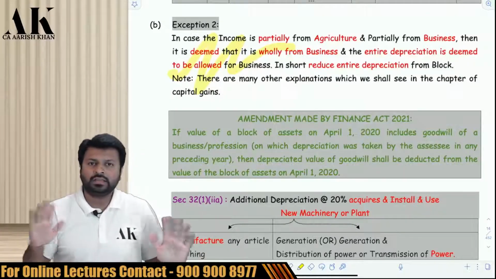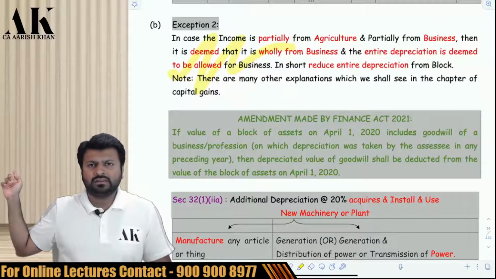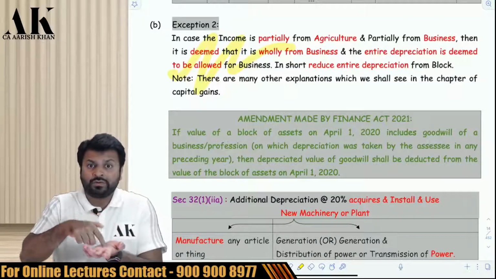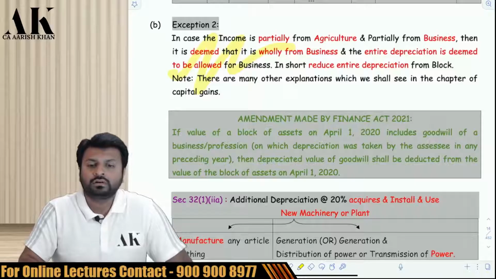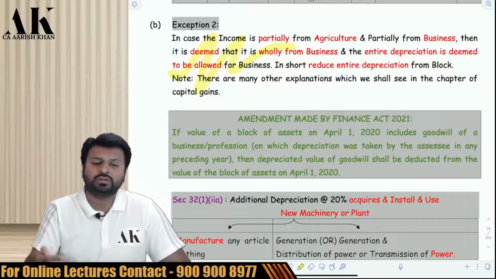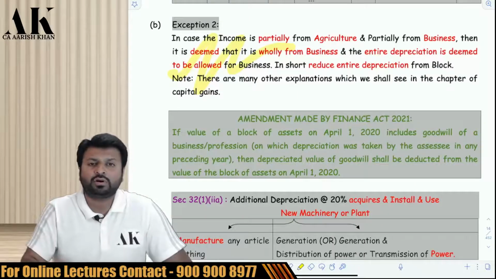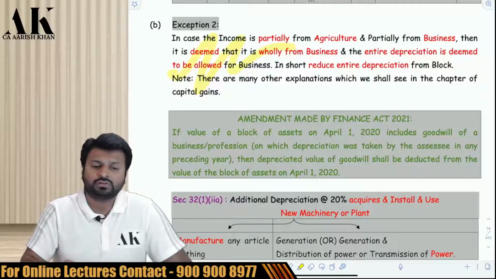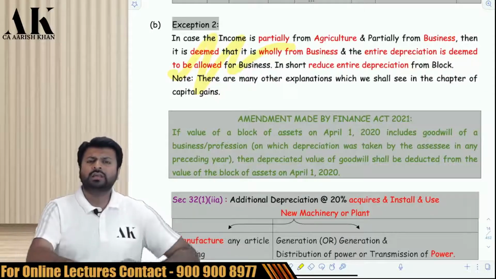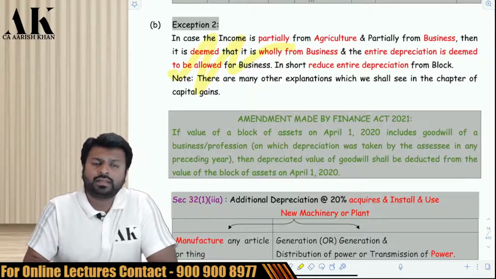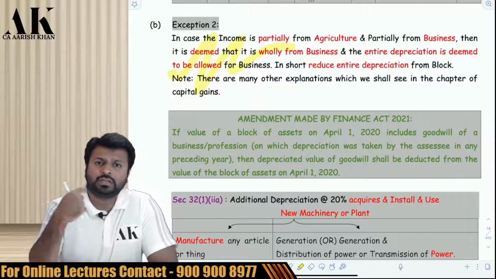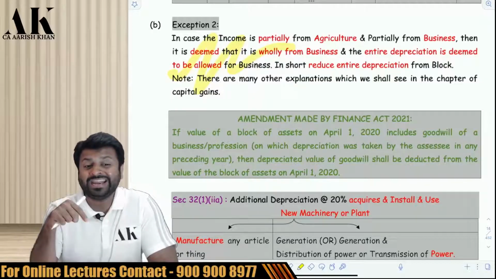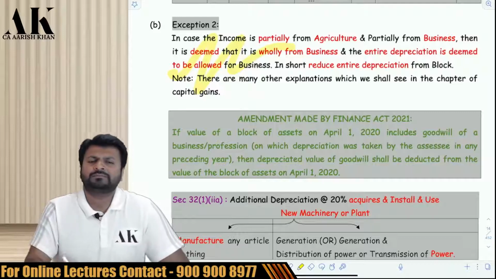The government has said very clearly, if you have purchased a goodwill say in 2015, and if it is lying in 2020-21, you have to reduce it from the block. The remaining WDV has to be reduced from the block of asset on 1st of April 2020. It is very clear. The government is very clear about its stand on goodwill. You will not get the depreciation of goodwill from 2021. If you purchase a new goodwill, not allowed. If an old goodwill is lying in the block of asset, reduce it from the block.